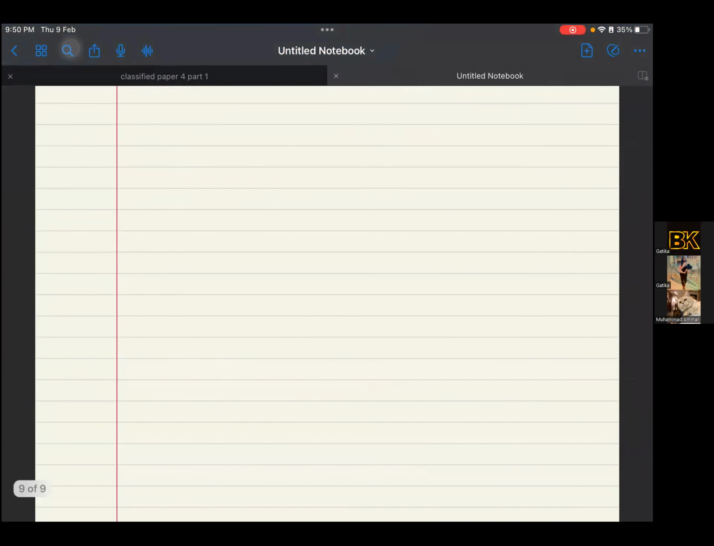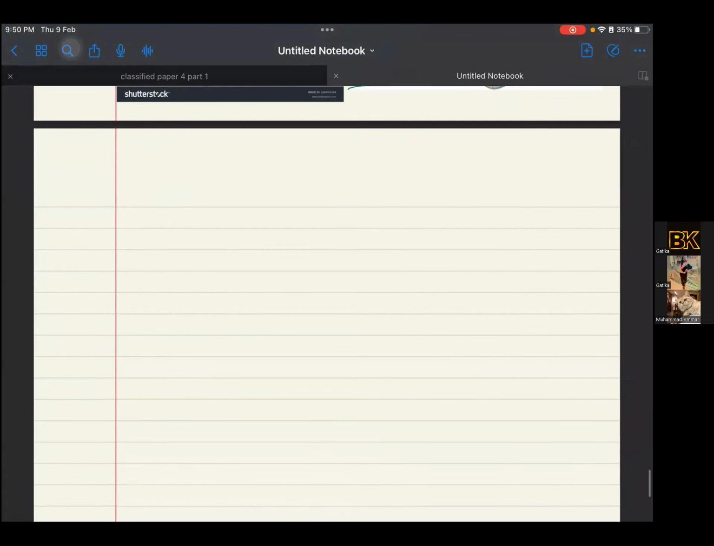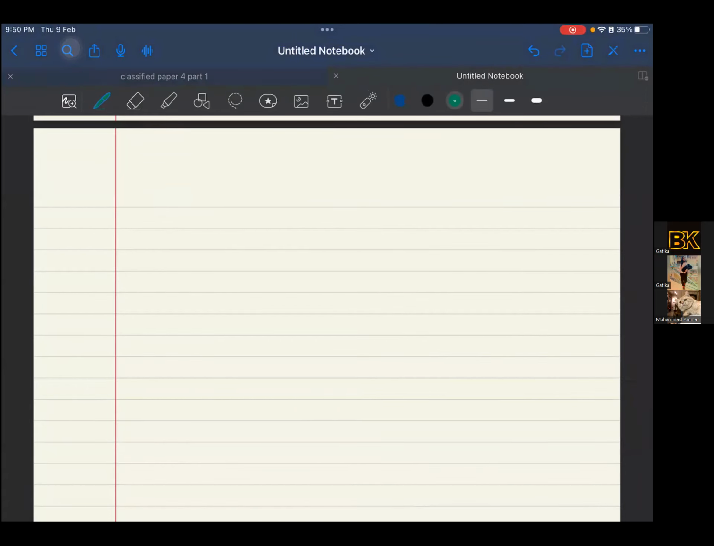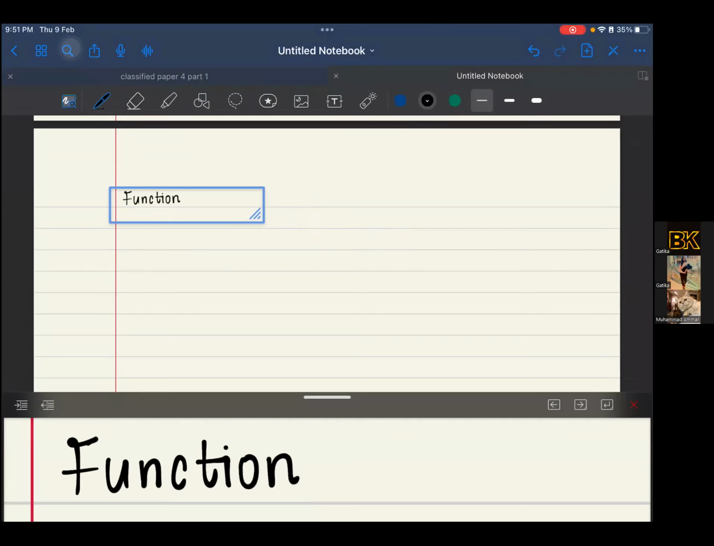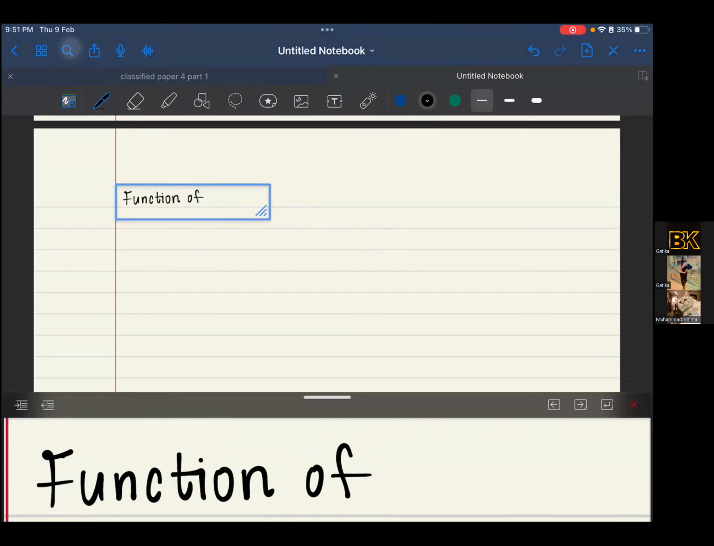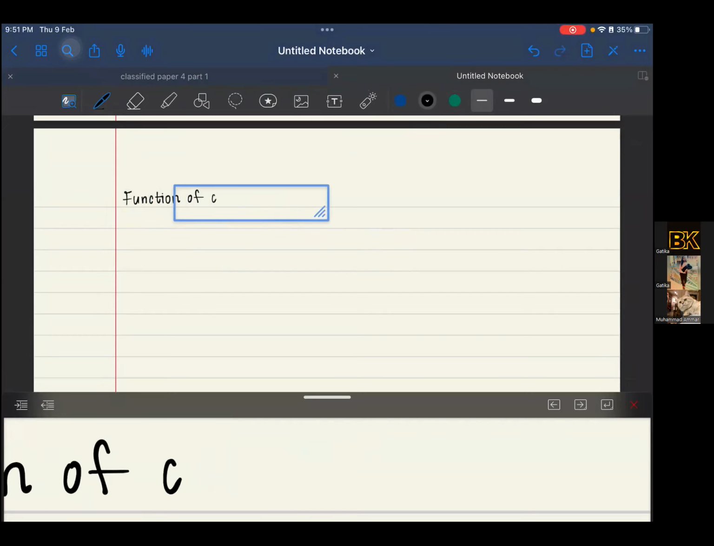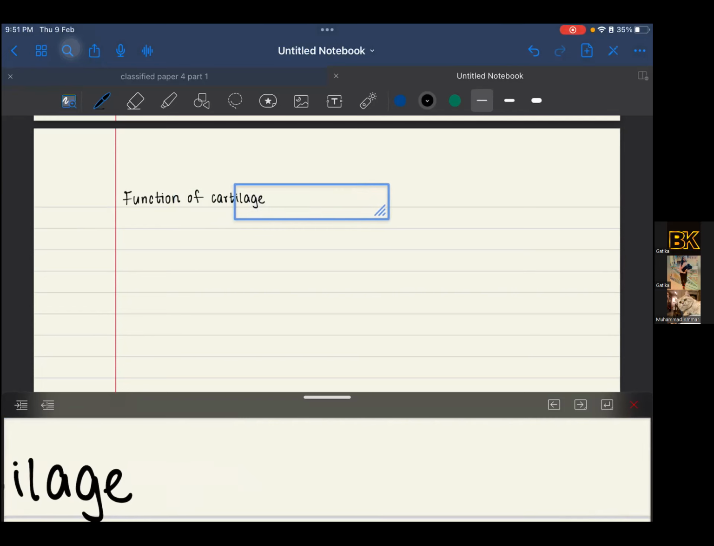That was about it. Next thing we need to know is the function of cartilage. I'll try to find some past paper questions for labeling the internal and external. If I do, I'll send it in the group so you can check over there. Haven't looked at it yet, but I'll try.